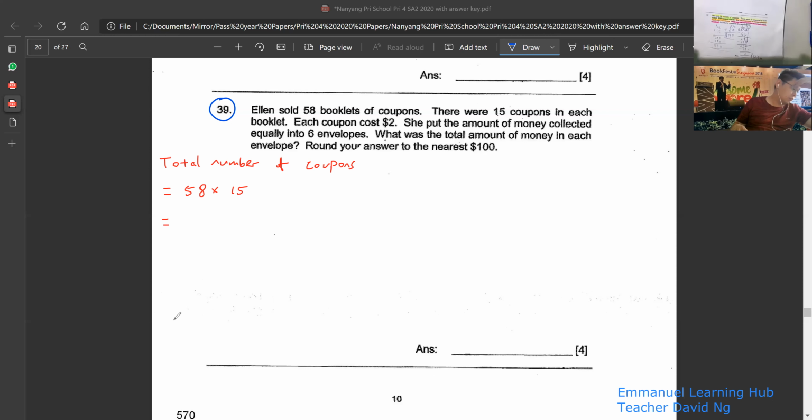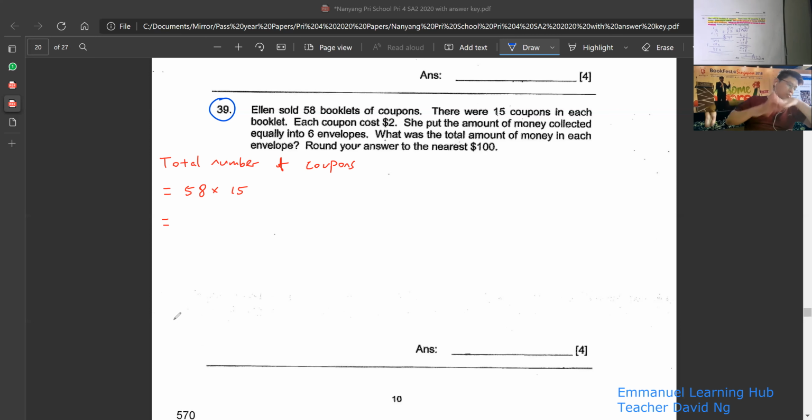Can you see? No, you read to me, because the screen is too small. You read to me. What is the number of coupons? Can you see? You read to me. The screen is too small.